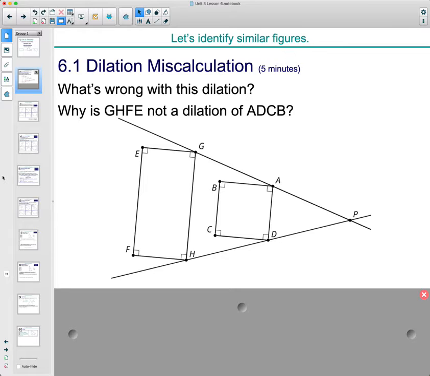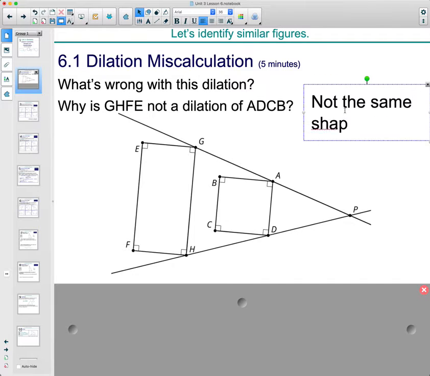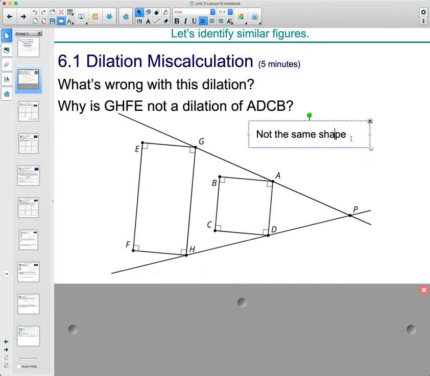All right, so you could have said a few different things here. Maybe that they're not the same shape, because we look like we have a square here and a wider, skinnier rectangle here. Maybe you also noticed that the sides are not scaled by the same factor, because EG is almost the same size as AB, and then BC gets longer to EF, so not the same scale factor.